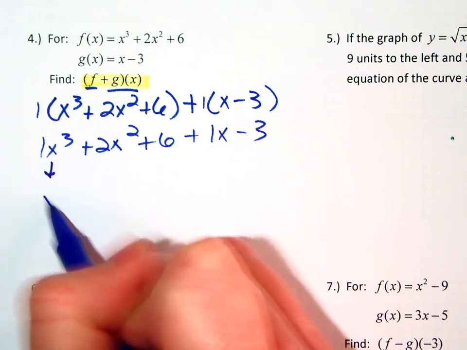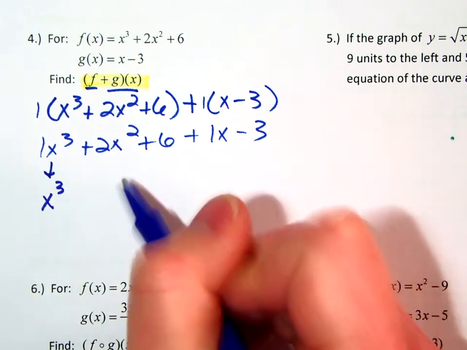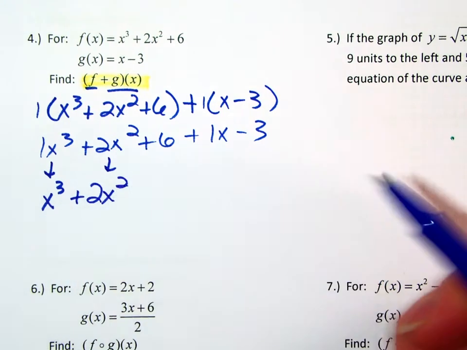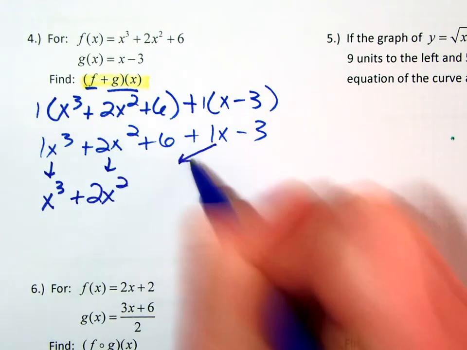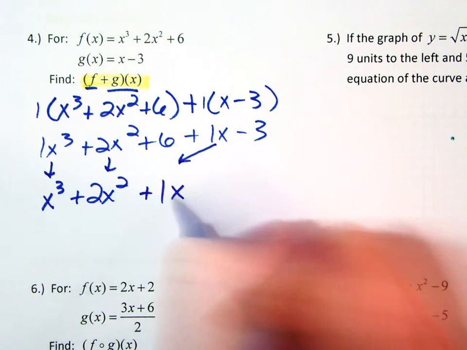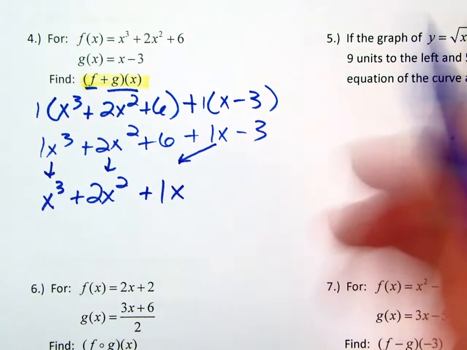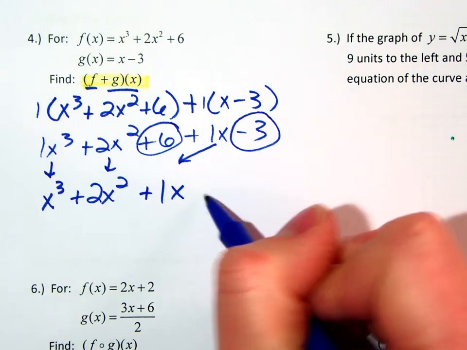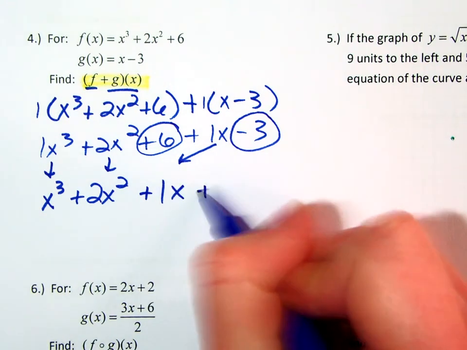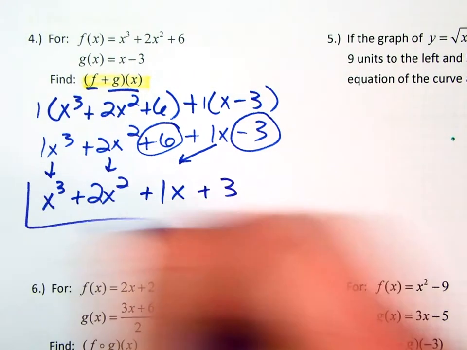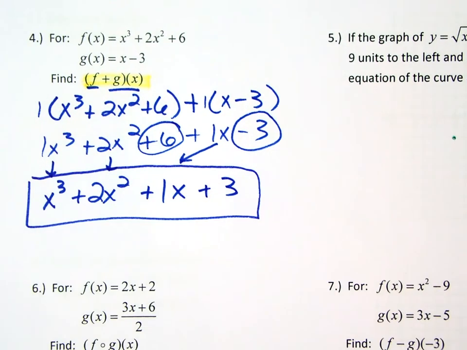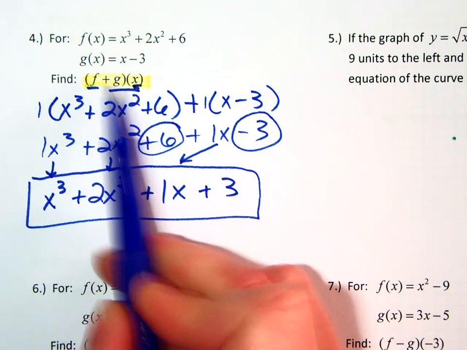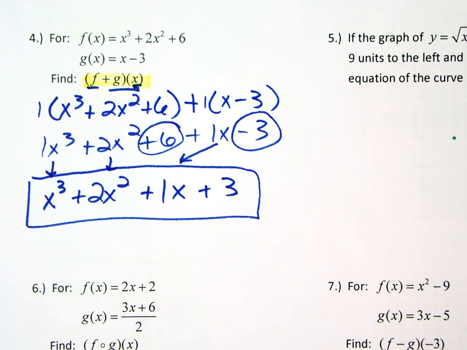So there's no other x cubed, so x cubed can just get brought down. There's not another x squared, so plus 2x squared gets brought down. There's not another x, so we just bring that one down. And notice, I'm bringing it down in order because you have to put it in order from highest exponent to lowest. And then I can go ahead and combine my like terms of positive 6 and -3 to get a positive 3. And I know I wasn't going to get a final single digit number in the end because it's asking me for x. If that was f plus g of 2, then I should get a number at the end.